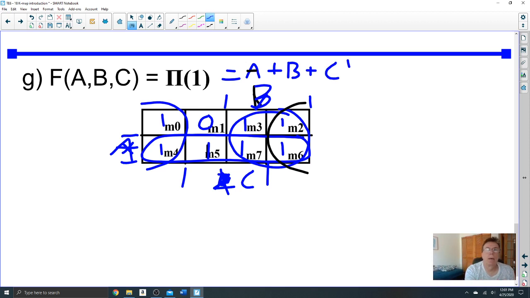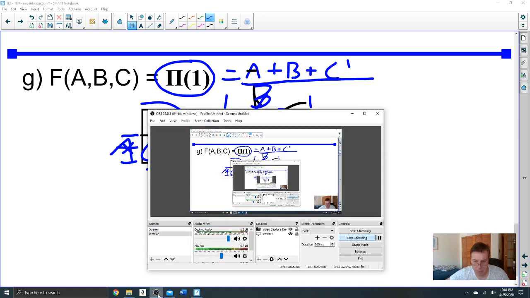So look at this. Pi of 0, pi of 1, max term 1 can be expressed this way. And this is really max term 1, because a max term is a sum of all three variables of the function: a plus b plus c prime. And that would be it for today.